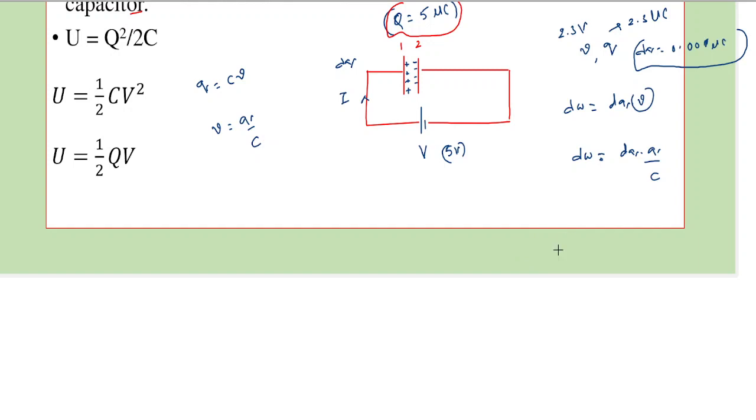Now we need to find the total work done, not only for this dq, but the work done to build up a charge of 5 microcoulomb. So the total work done would be adding all the small amounts of work done. Understand this? Think of a water tank like this.